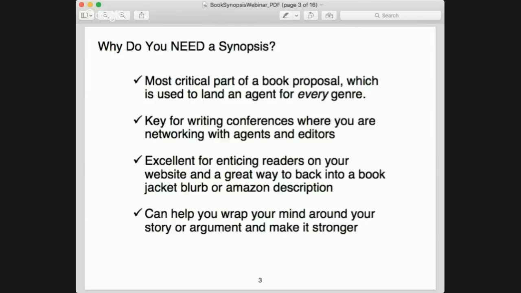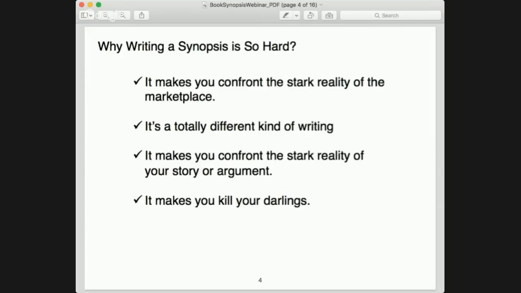And I often suggest that writers do it at various stages of the book writing process, just in order to really get a sense of their book and their story, and to make sure that they like what they're writing, that it's focused, that it's going in the right direction. So the next thing to talk about is why writing a synopsis is so darn hard.